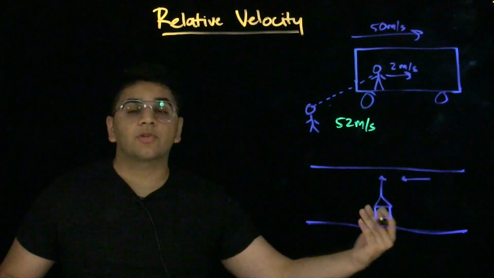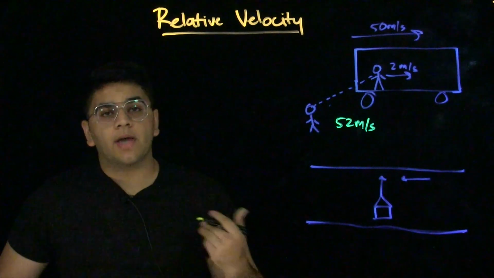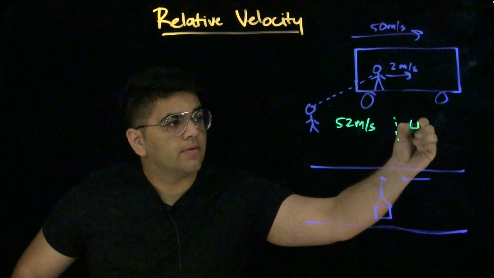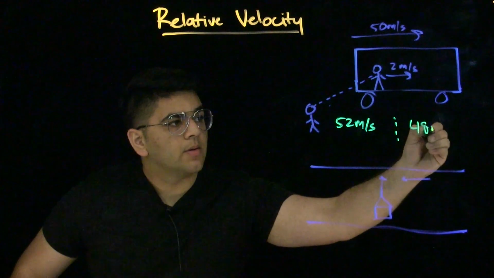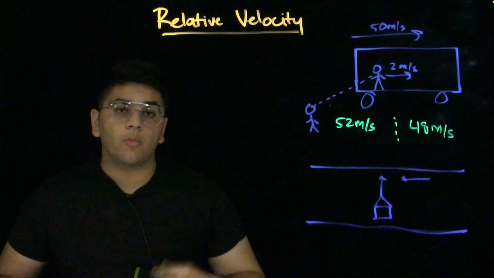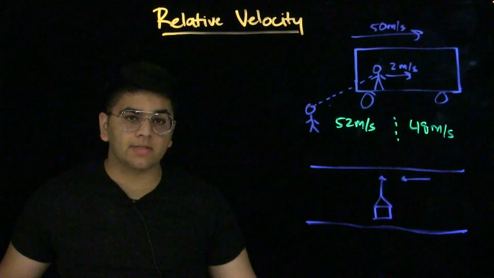So let's say the person was walking in the opposite direction at 2 meters per second. Now, the person would instead be moving at 48 meters per second from the perspective of his friend. But what if it's not on the same axes?